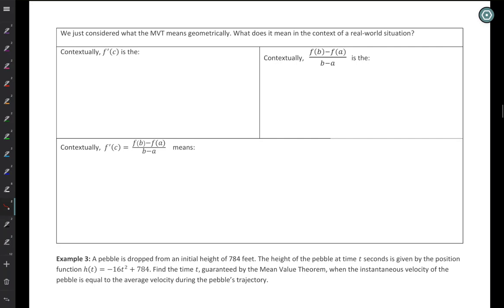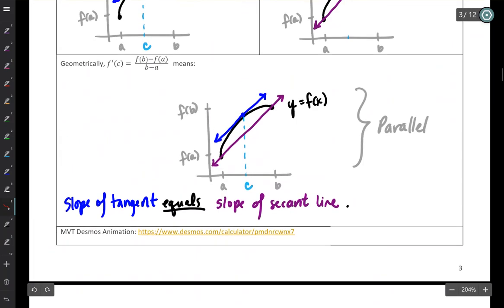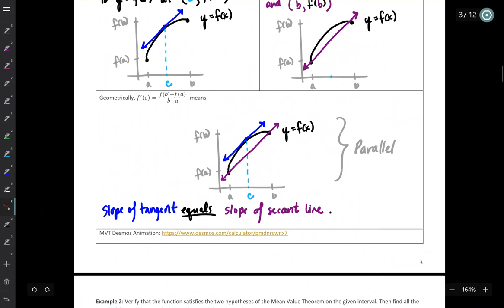All right. So far we've looked at the mean value theorem geometrically. It says that if a function is continuous on the closed interval and differentiable on the open, there's going to be at least one place in that open interval such that the slope of the tangent line is equal to the slope of the secant line. In other words, those lines are parallel.